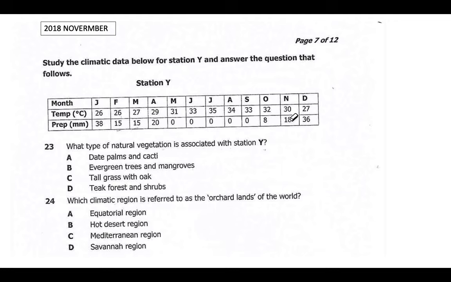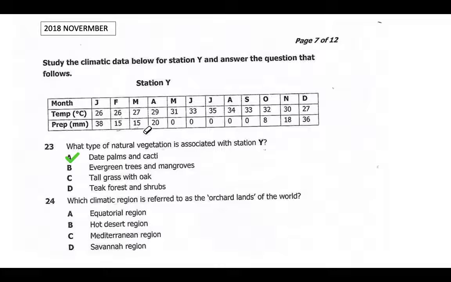That's one thing that you have to take note of. So try to review the pages, and then from there you understand those tables. When you understand those tables, you won't have difficulties in these particular reviews. So in our case, they can ask you a question. What type of natural vegetation is associated with station Y? The vegetation of the hot desert, in there, they are date palms and then cacti. Cacti are the ones which are present in the deserts. So we can state date palms and cacti. These are plants of the desert. So we have to take note of this, okay?